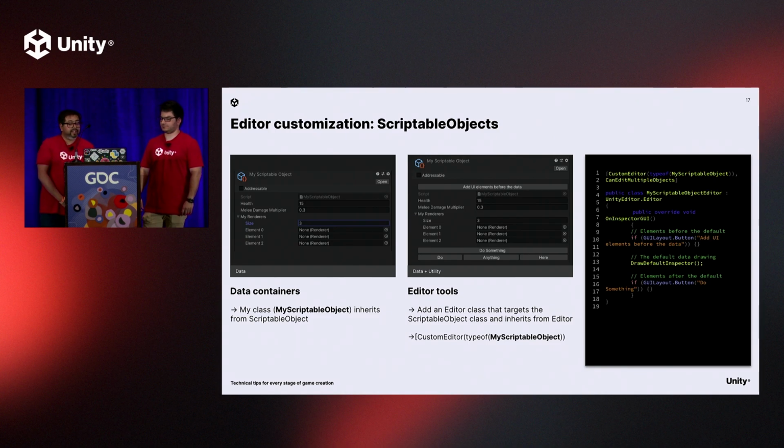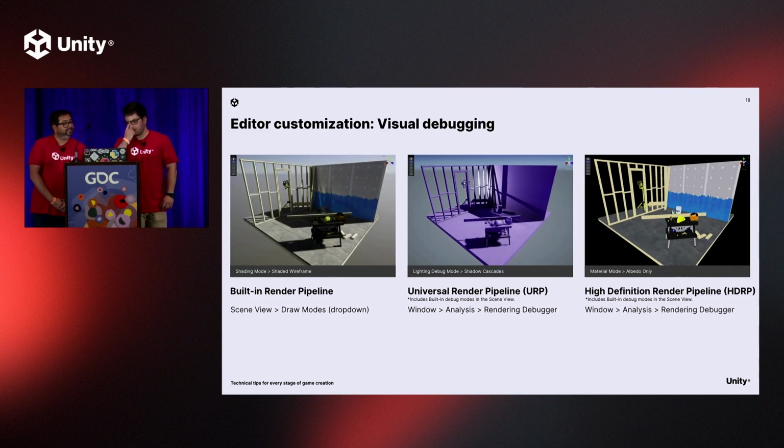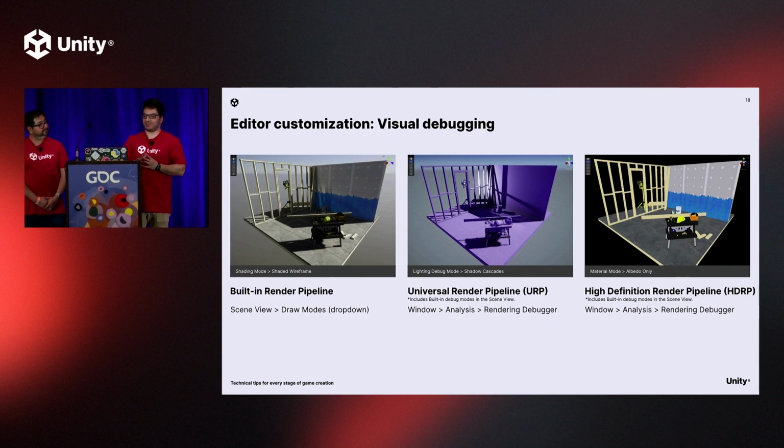But there are more visual ways of data representation in Unity, and I think Raz could talk a little bit more about that. Right, so are you ever in a situation where you just can't figure out why your scene doesn't look just right?